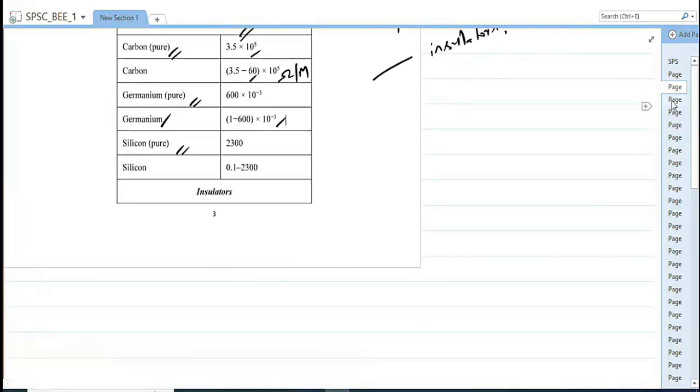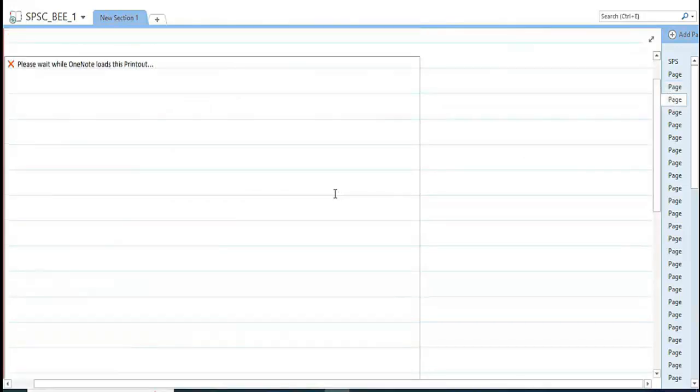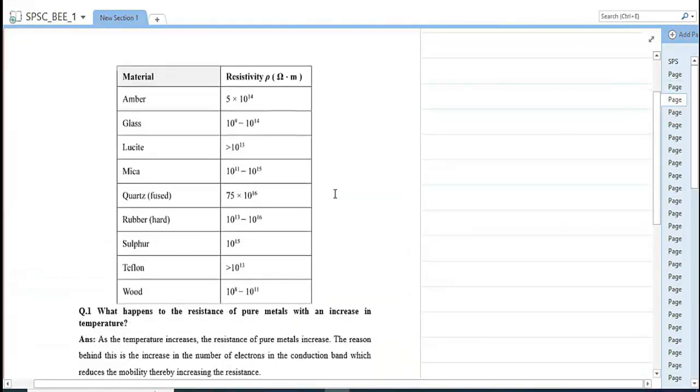Now the third one is insulating material. So you are very familiar with this term, wood. What is the resistance of wood? Very high, 10 to the power 8 to 10 to the power 11. Teflon, sulfur, rubber, quartz, mica, glass, amber. So all these are examples of insulating materials. They are used where electricity is not desired to flow. These are the insulating materials.